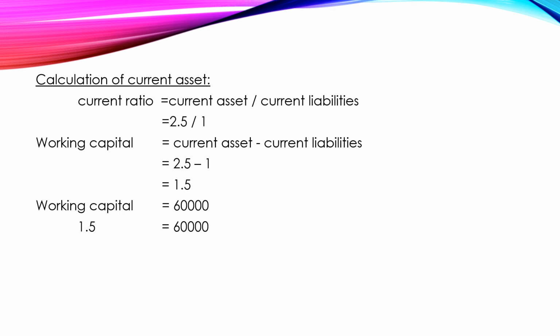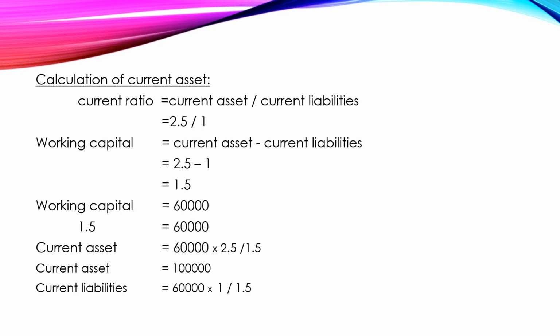Now we are going to calculate current asset. Current asset is equal to 60,000 into 2.5 divided by 1.5. Therefore, current asset is equal to 1 lakh. Next, we are going to calculate current liabilities. Current liabilities is equal to 60,000 into 1 divided by 1.5. Therefore, current liabilities is equal to 40,000.